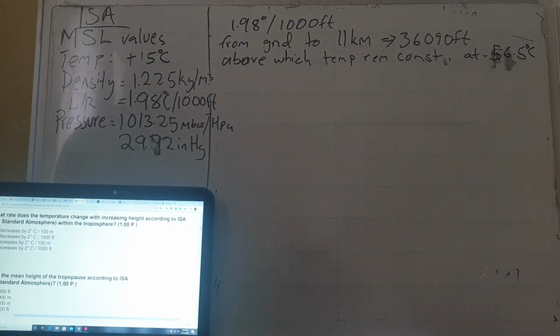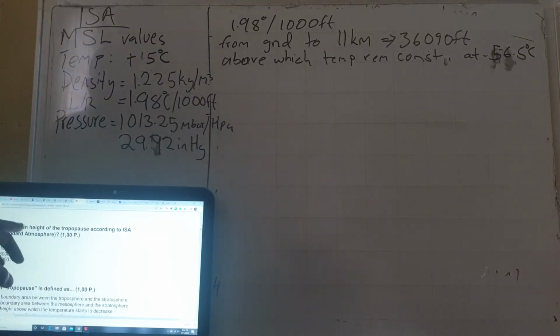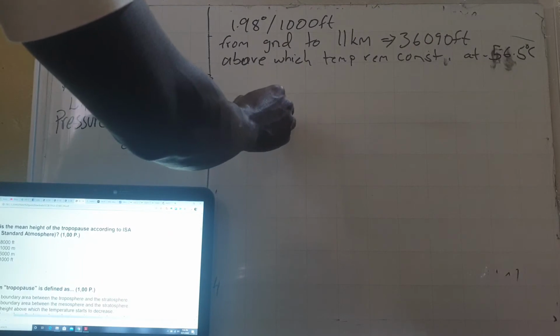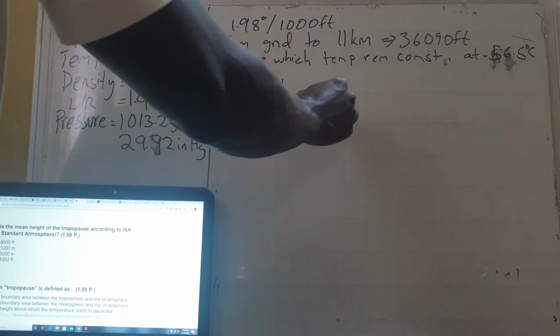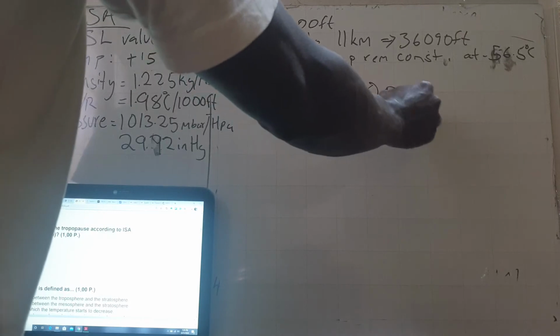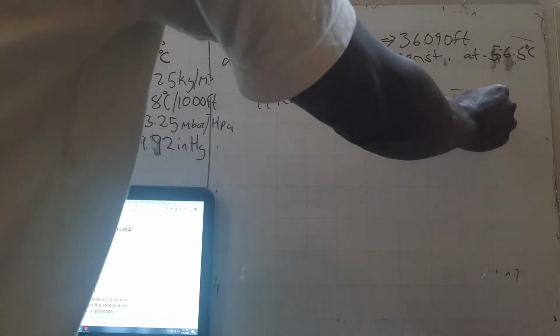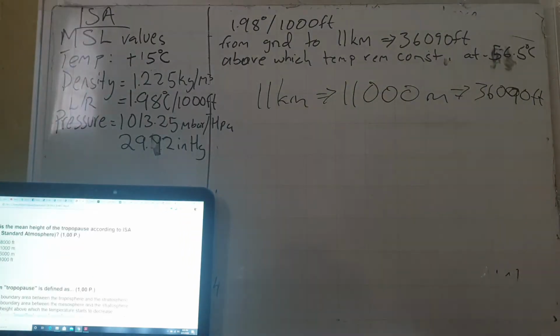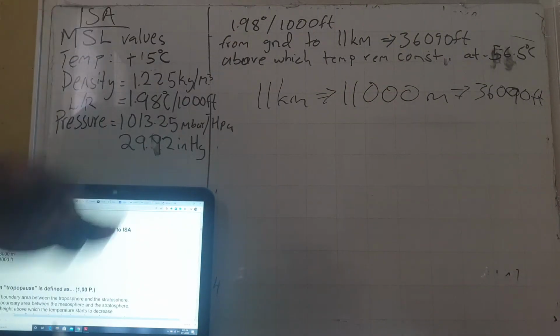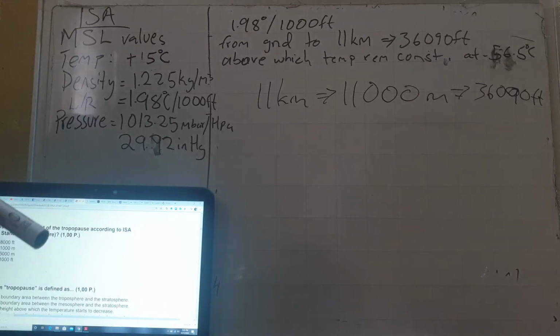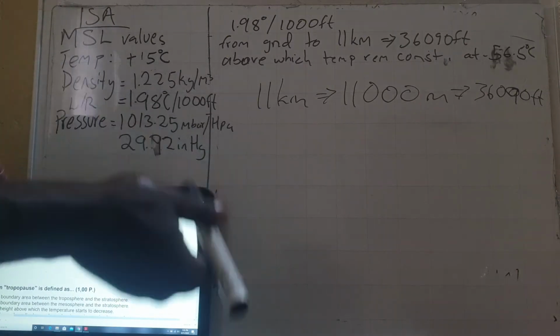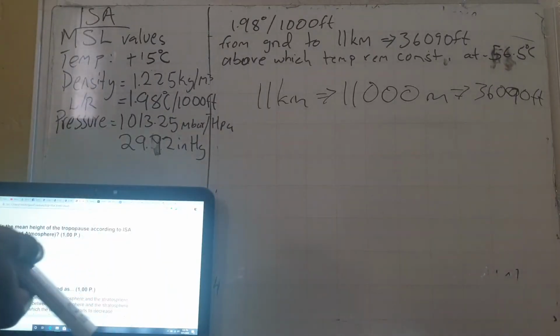Yeah. So let's go to the next question. What is the mean height of the tropopause according to ISA? So I told you the height of the tropopause in ISA is 11 kilometers, which is equivalent to 11,000 meters, which is equal to 36,090 feet. And in most cases you will not be given the temperature in degrees per feet. You'll be given it in degrees maybe per meter or per any other unit.